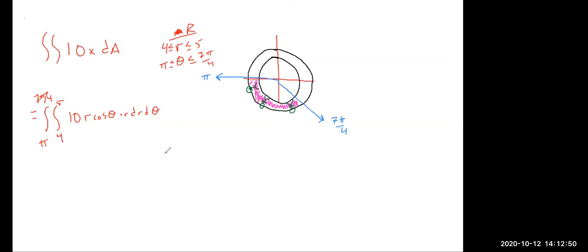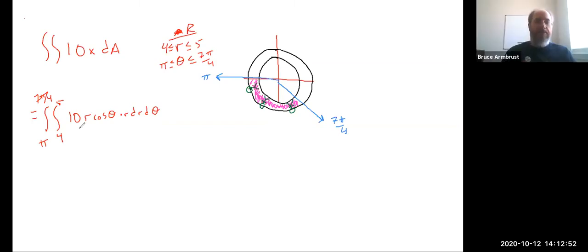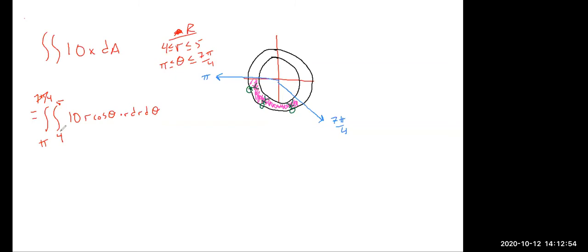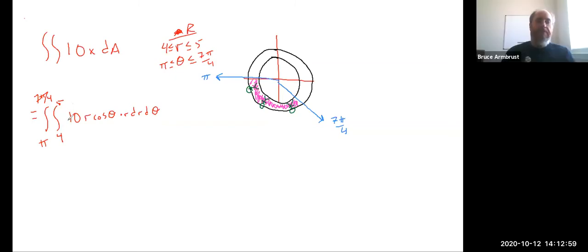Okay, so that one, you're going to get r squared over 2. Plugging in those numbers, you're going to get a positive. So that chunk will be a positive number. And then, oh, actually, no, it's r cubed over 3. I lied because of the second r. Still going to be positive because 5 cubed is bigger than 4 cubed, right? And then when we integrate cosine, you're going to get sine. But sine of 7 pi over 4 minus sine of pi, that actually will be a negative number.